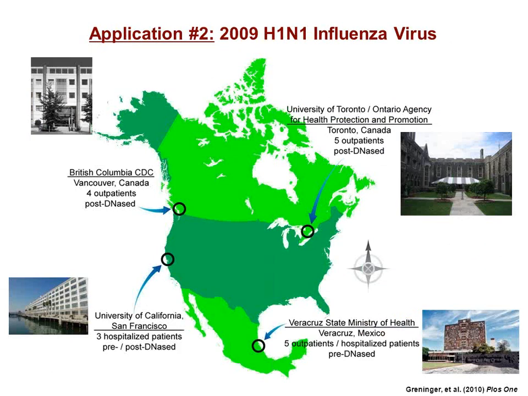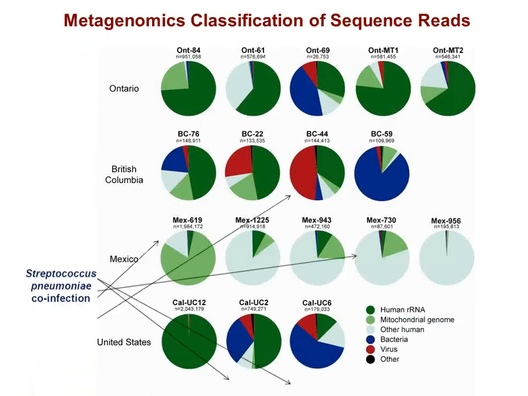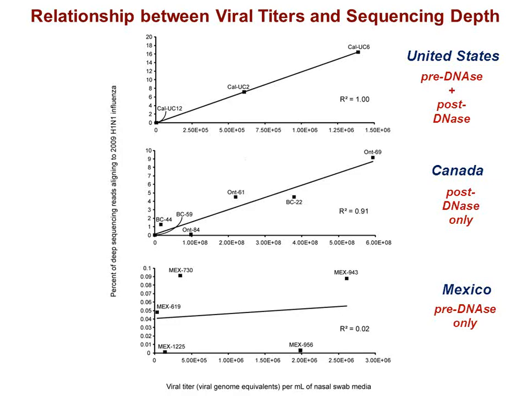Okay, so let's go into a few more applications. One is the 2009 H1N1 influenza virus. We were able to identify, for instance, the existence of strep pneumo co-infection, which is considered prognostically important for H1N1.